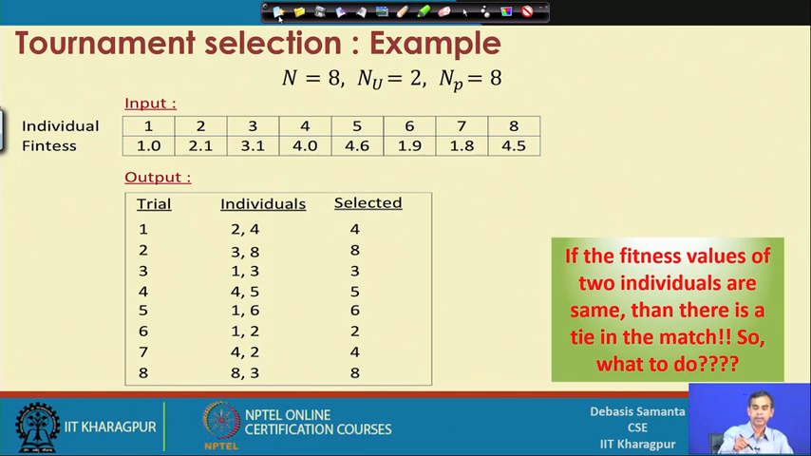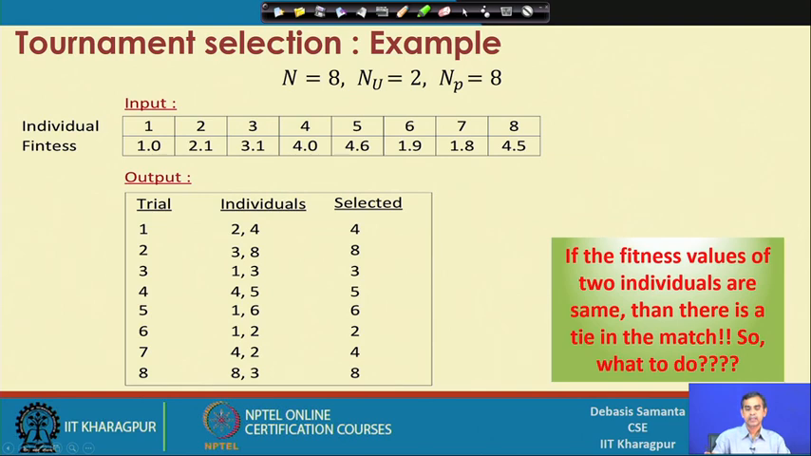Now, there may be another twist, a tie. Suppose two individuals, say 4 and 5, have the same value, 4.0. In a trial, if we select individuals 4 and 5 for the tournament, both have the same value, so which individual needs to be selected, 4 or 5? In case of a tie, we can break the tie by a tossing mechanism, and then either one can be selected at random.